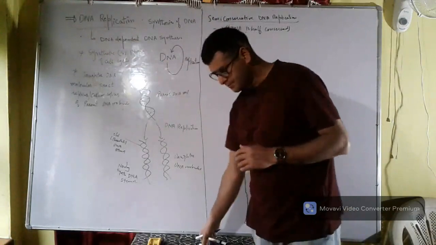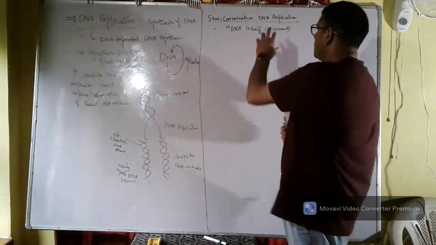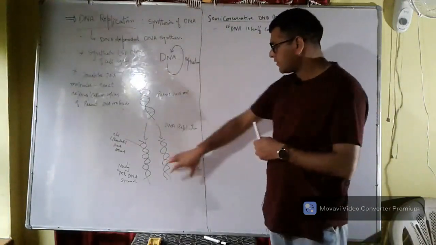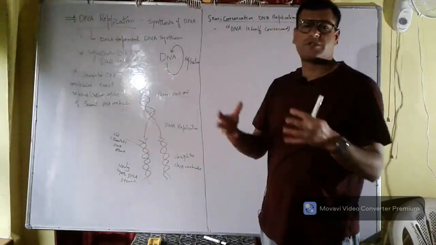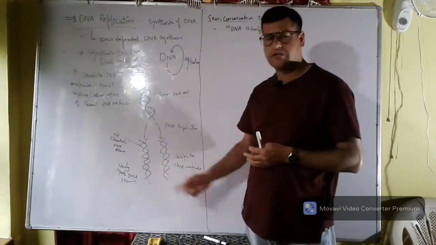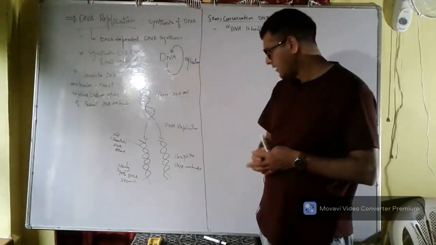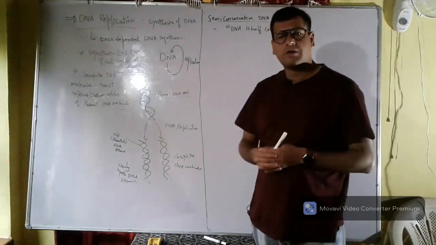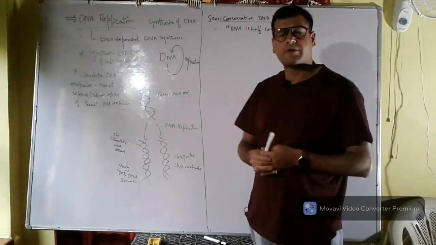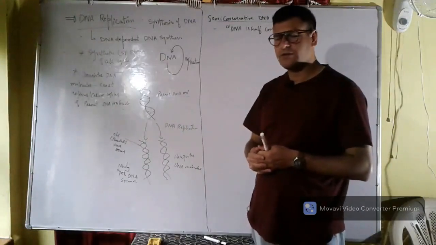It means that in DNA replication, in case of daughter DNA molecules, two strands are present. This is one strand, this is another strand. Obviously, one strand is the parental strand and another strand is the newly synthesized strand. So we say that this type of replication is called the semi-conservative mode of DNA replication.